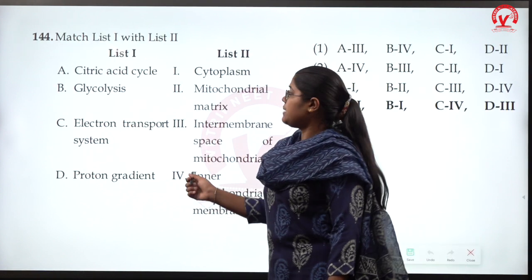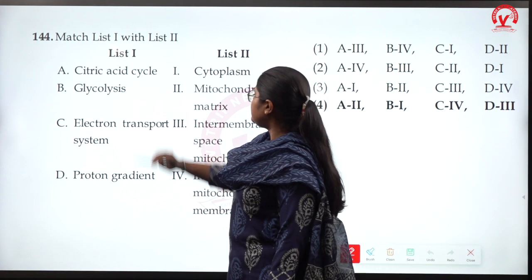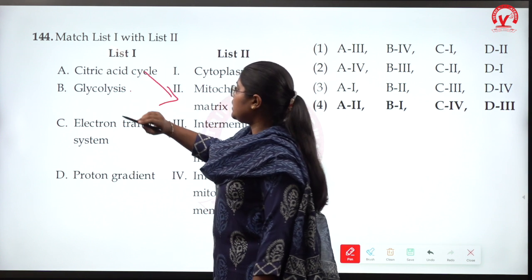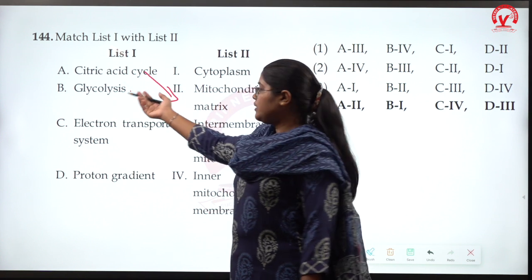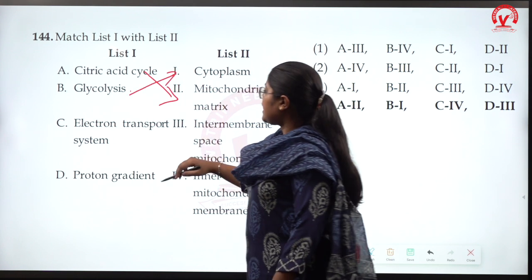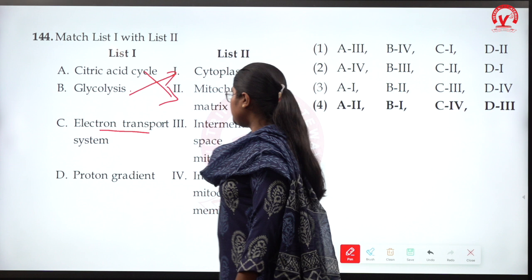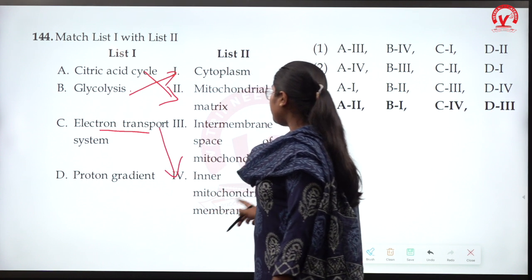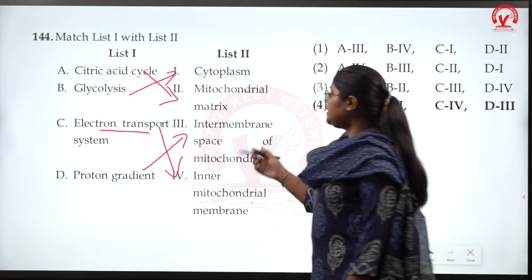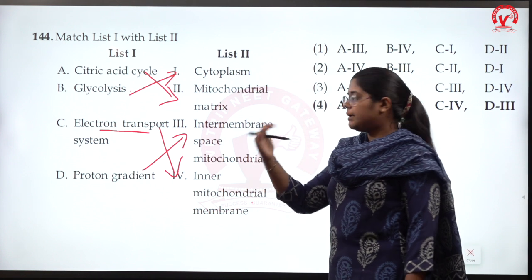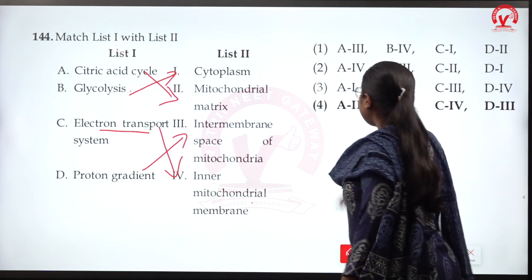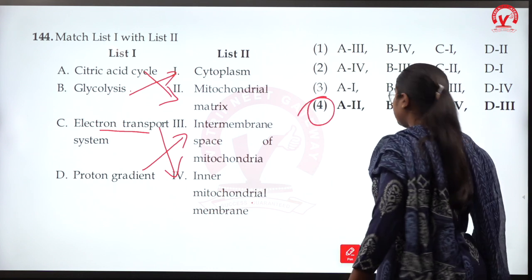So next question, match the following. Citric acid cycle occurs in the mitochondrial matrix. Glycolysis occurs in both aerobic and anaerobic respiration in the cytoplasm or cytosol. Next, electron transport chain occurs in the inner mitochondrial membrane. Proton gradient occurs in the intermembrane space. So the proton gradient happens in the space between the two membranes. So option 4 will be correct.